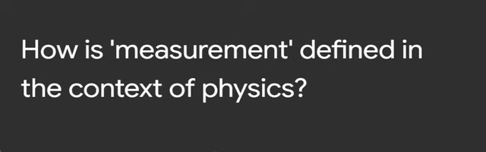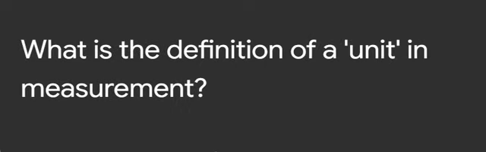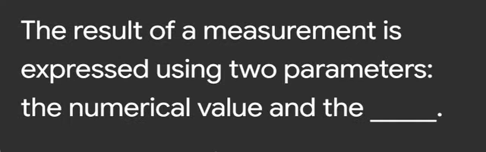Second question, what is the definition of a unit in measurement? The result of a measurement is expressed in two parameters, the numerical value and the blank. Formula, expression of a physical quantity, magnitude. So here you have to actually mention the formula. This is not in a proper question format, but the question may come as express physical quantity in terms of magnitude or unit. So then you have to mention the formula.